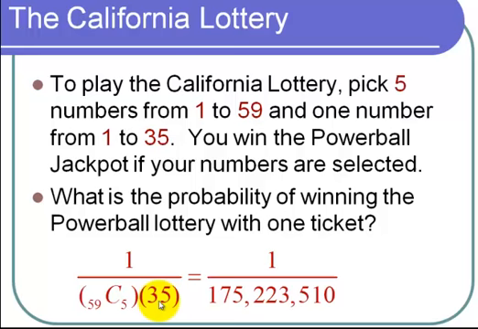Let me show you in a calculator how to do that and how I arrived at 1 divided by 175,223,510. So again, you probably don't want to be quitting your day job on that because this is not very likely. And if you go to the lottery official rules on their website, you'll actually see this number. And now you hopefully understand how this came about. So let me show you how to use your calculator to come up with 59C5 times 35.